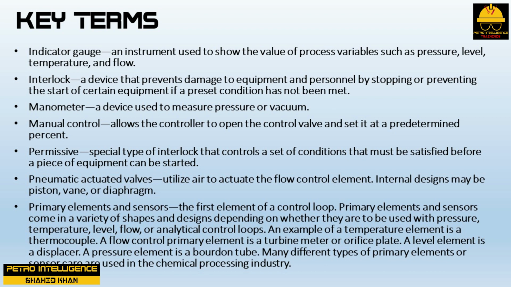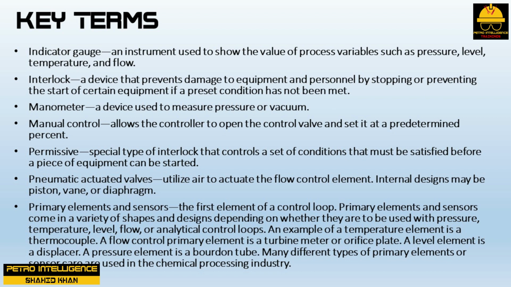Pneumatic actuated valves utilize air to actuate the flow control element. Internal designs may be piston, vane, or diaphragm. Primary element and sensor are the first element of a control loop. Primary elements and sensors come in a variety of shapes and designs depending on whether they are to be used with pressure, temperature, level, flow, or analytical control loops.